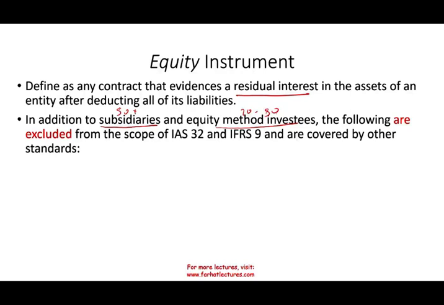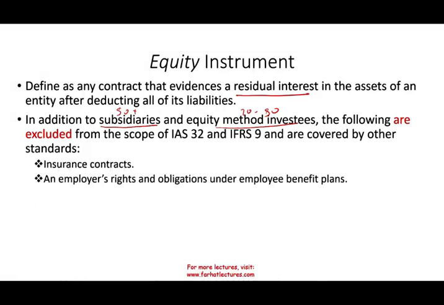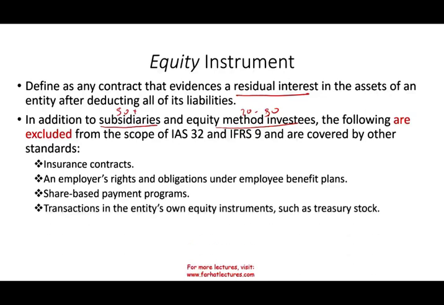The following are excluded from the scope of IAS 32. Insurance contracts, that's not considered an equity instrument. An employer's rights and obligations under employee pension plans, which is a benefit plan, that's not included. We looked at this in a separate recording. Share-based payment programs, again, we looked at share-based payment programs. That's not an equity instrument. Transactions in the entity's own equity instruments, such as treasury stock, those are not considered equity instruments.